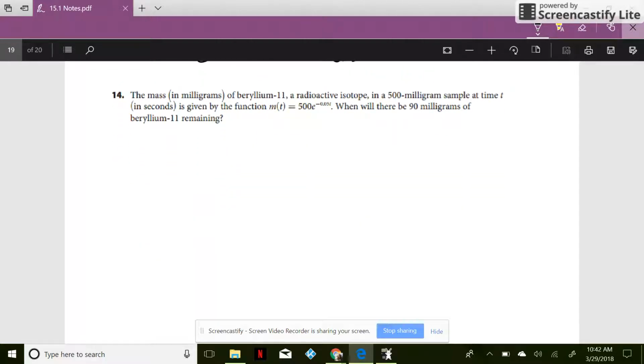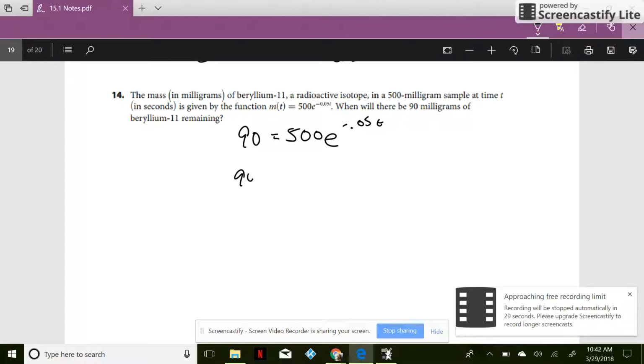The mass in milligrams of beryllium-11, a radioactive isotope, in a 500 milligram sample at time t is given by the function. When will there be 90 milligrams remaining? So essentially, we know the ending value, 90. We're trying to figure out for what time does that happen. So essentially, at this point, we divide by 500.